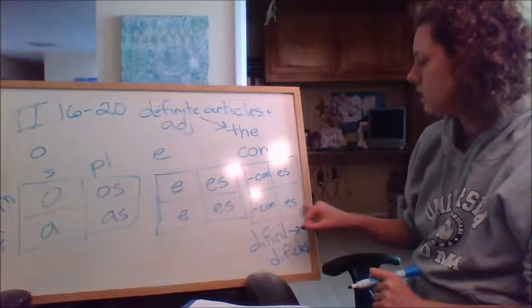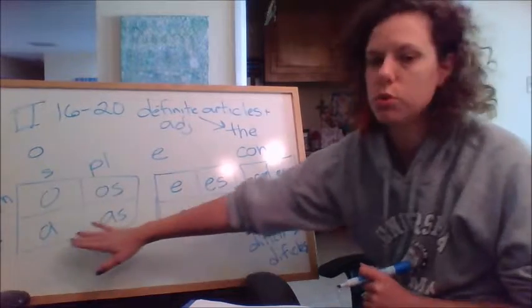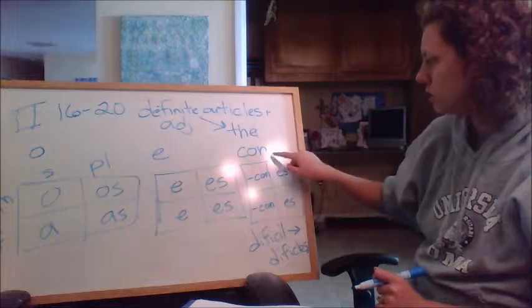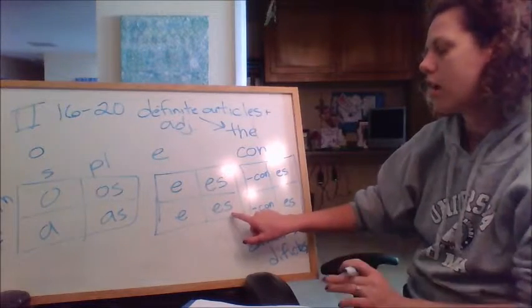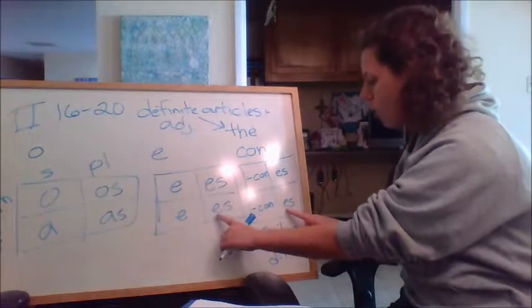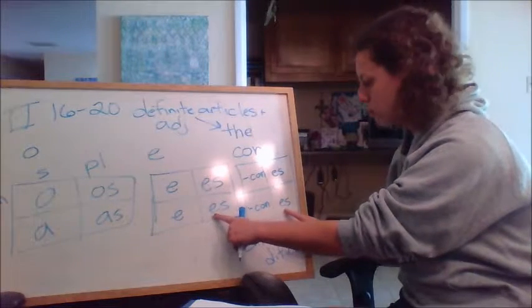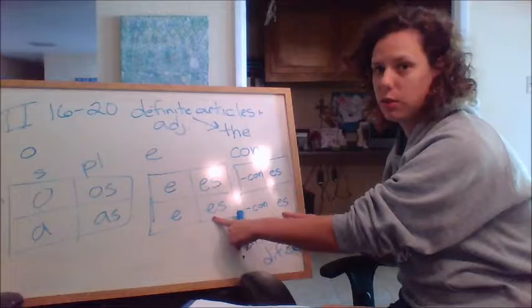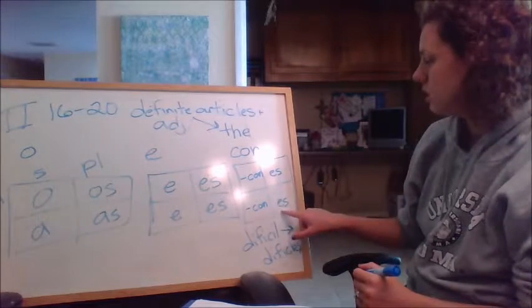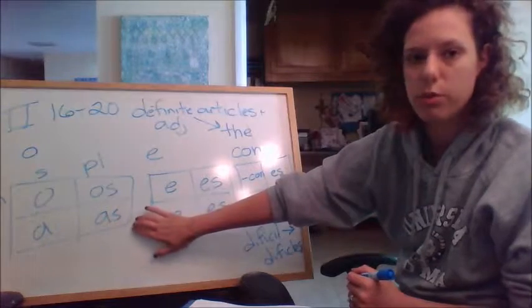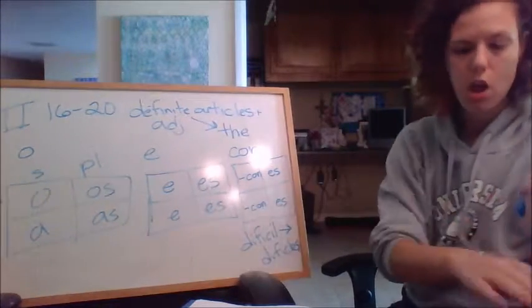The biggest mistake I see here is that if you have a feminine noun with consonant adjectives or with adjectives in an E, students always want to change this one to an A, but don't do it. Don't be that student. It just stays ES. This is the only one that changes for gender.